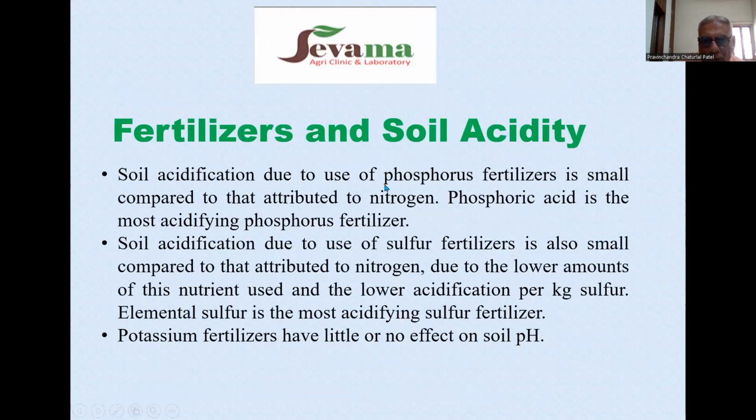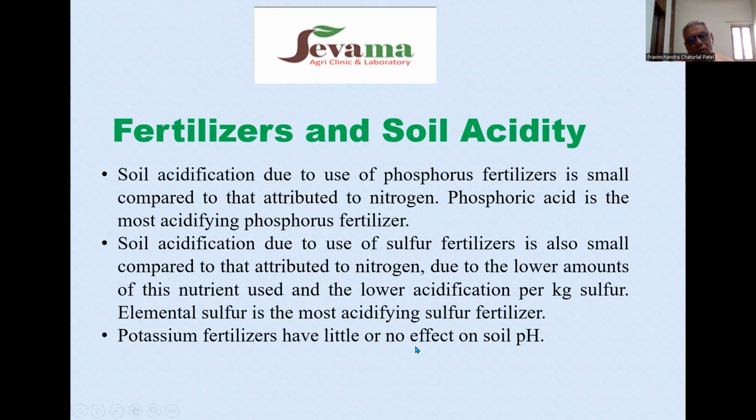Soil acidification due to use of phosphorus fertilizer is small compared to that attributed to nitrogen. Phosphoric acid is the most acidifying phosphorus fertilizer. Soil acidification due to use of sulfur fertilizer is also small compared to that attributed to nitrogen, due to the lower amount of this nutrient used and the lower acidification per kg of sulfur. Elemental sulfur is the most acidifying sulfur fertilizer. So when the soil pH is more than 8, we recommend elemental sulfur to lower the soil pH of saline or alkaline soil.